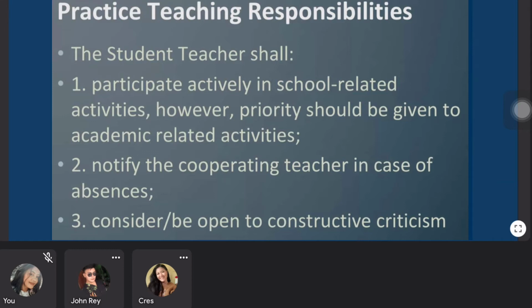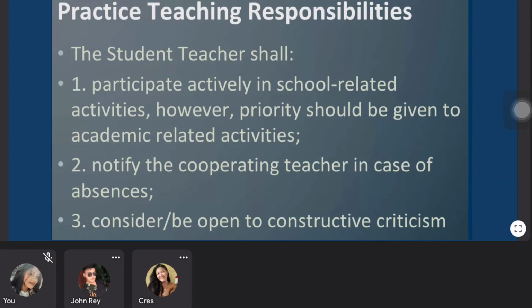So we should be an active participant sa mga school related activities, and notify the cooperating teacher in case of absences. So dili lang ta mo absent nga walay pahibalo, atong i-notify before ahead of time. So mo notify ta sa cooperating teacher ahead of time. And then consider be open to constructive criticism.